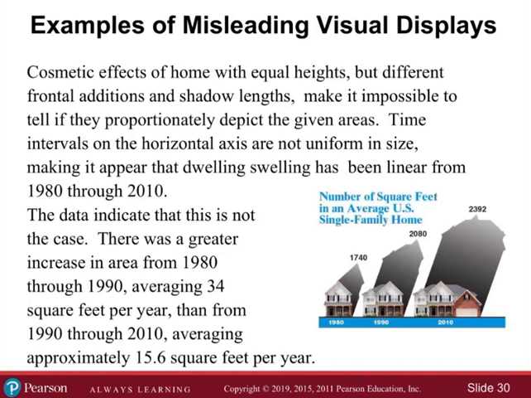Let me see. The intervals on the horizontal axis are not uniform in size. The first one went 10 years, 80 to 90, and then it goes 20 years. So that's not uniform, making it appear that the dwelling size has been linear from 80 through 2010. The data indicate that this is not the case. There was a greater increase from the 80s to the 90s, averaging 34 square feet per year, than from 90 to 2010, averaging approximately 15.6 square feet per year. Interesting.